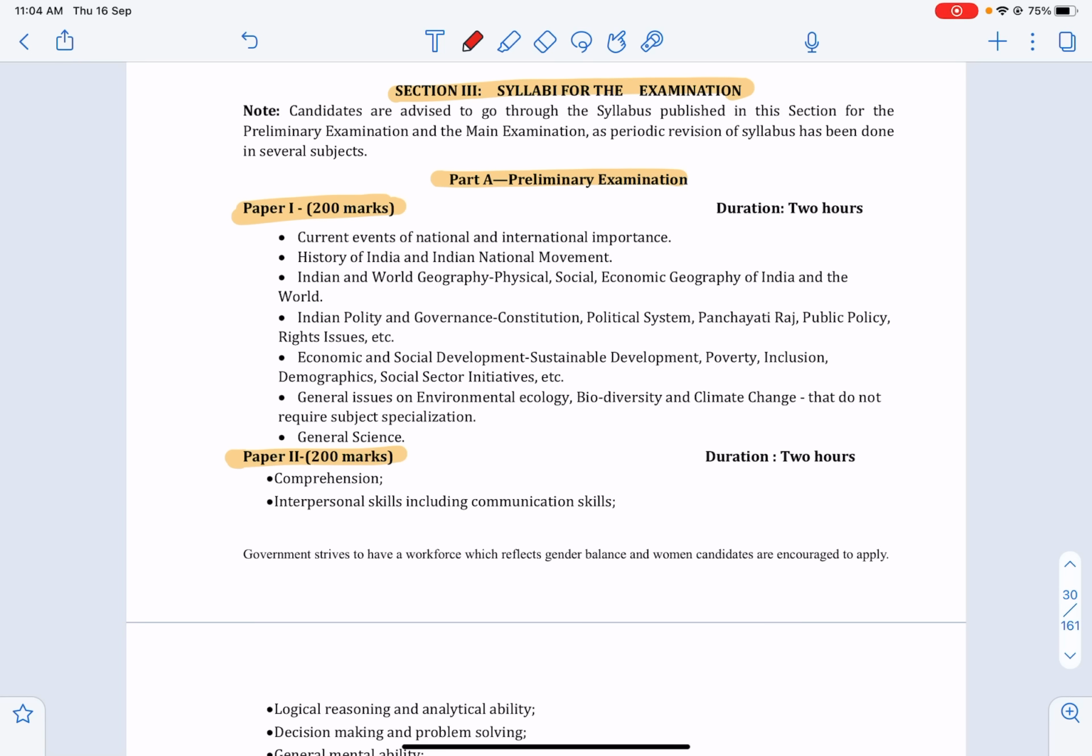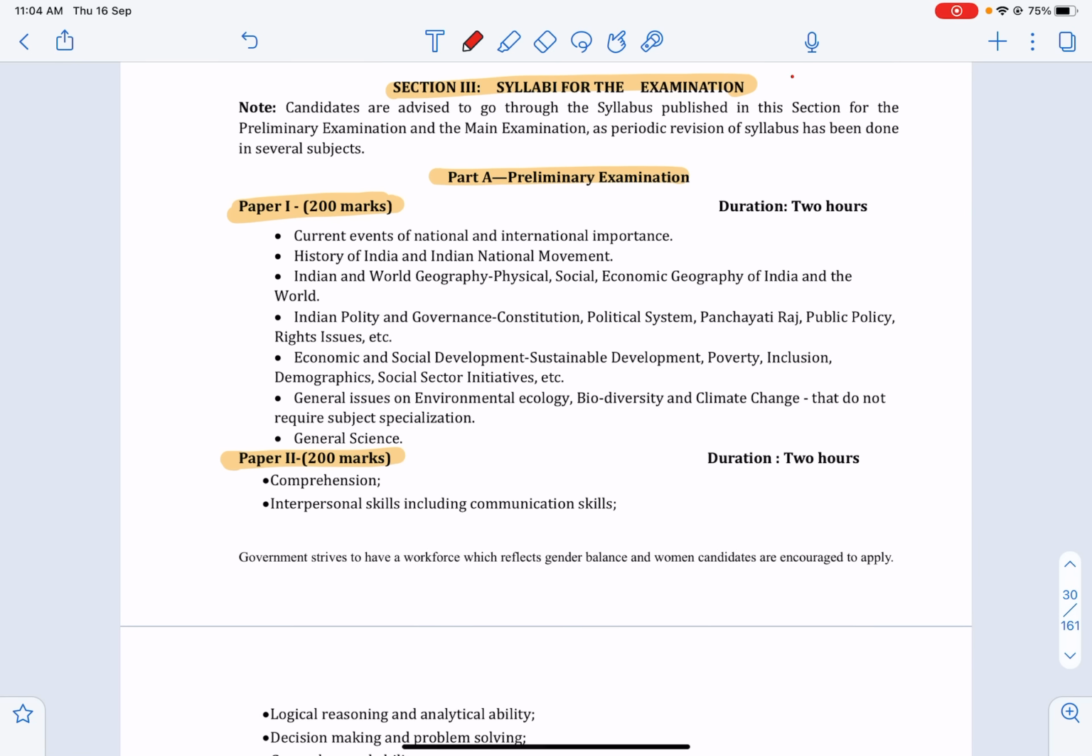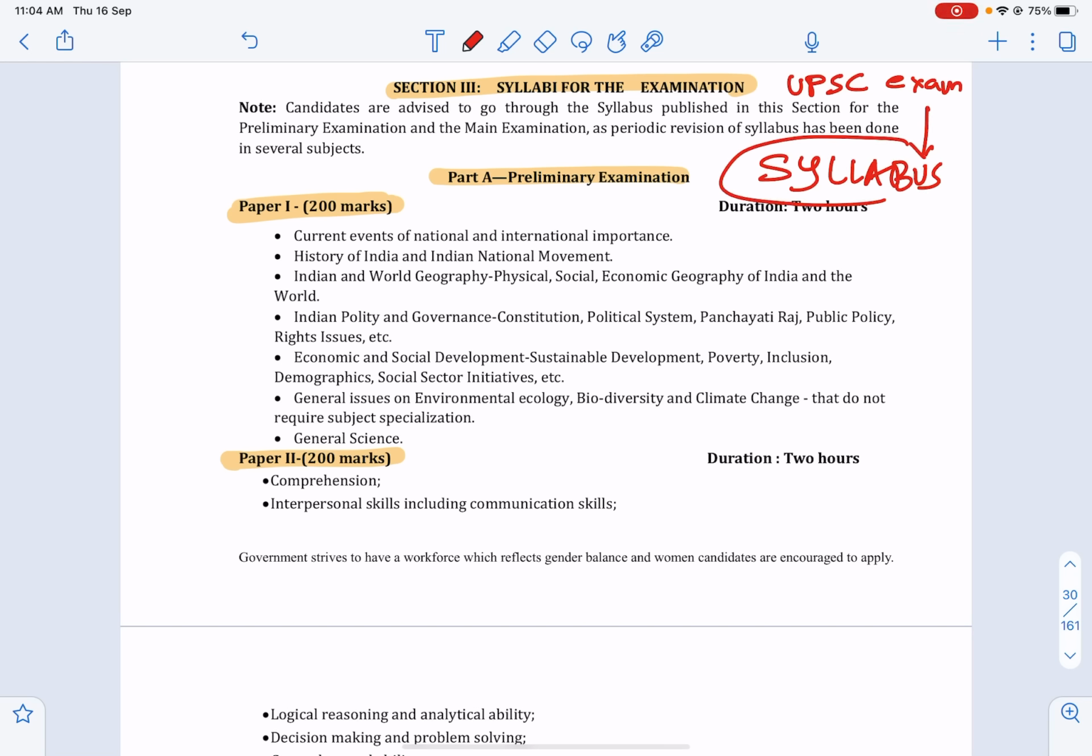Hello everyone. Today I'm going to talk about one of the most important things when it comes to the UPSC exam, which is the syllabus of the exam. The syllabus is something that a lot of candidates end up ignoring, and they just follow whatever the coaching institutes are telling them, which is a wrong strategy.